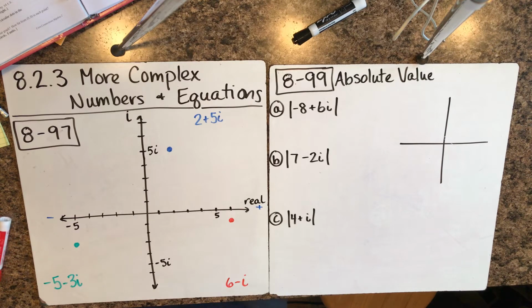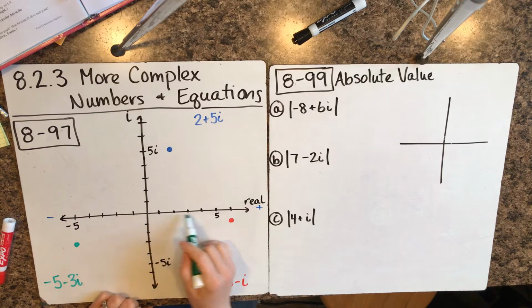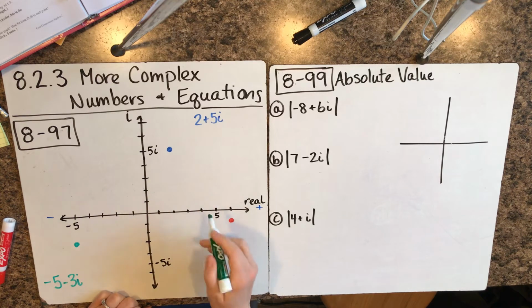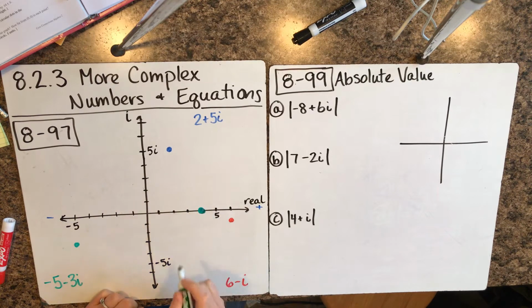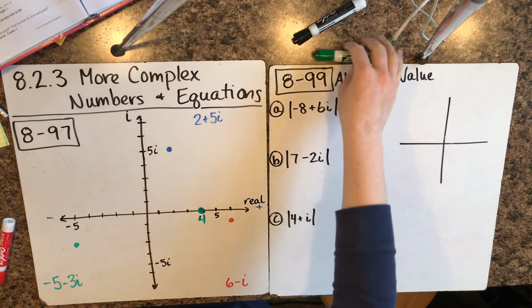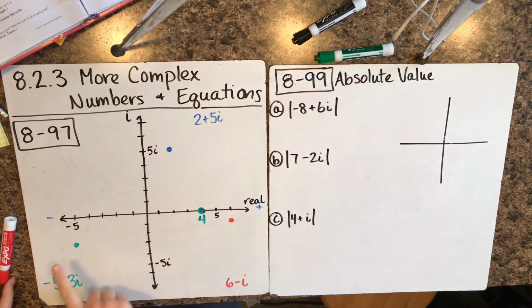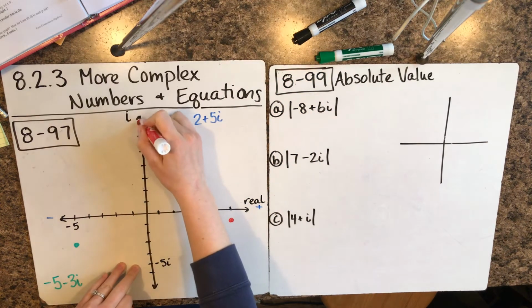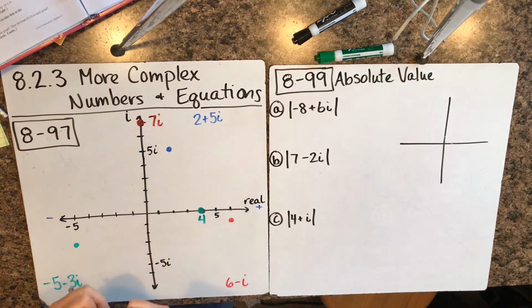The next one says 4, like just 4. I'm going to use green again. So 4 has real parts and it doesn't have any imaginary parts at all. So I'm just going to do this, and that represents 4. Okay. The next one is 7i. So again, there's no right or left. It's only up to 7i. Okay, so that red is 7i.